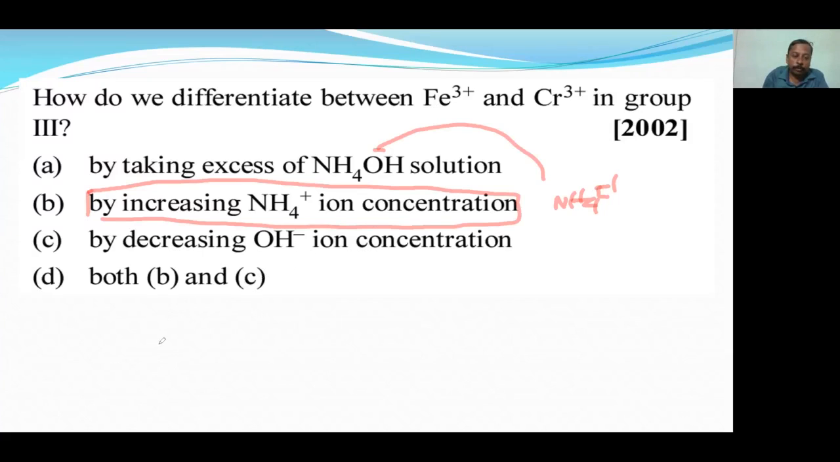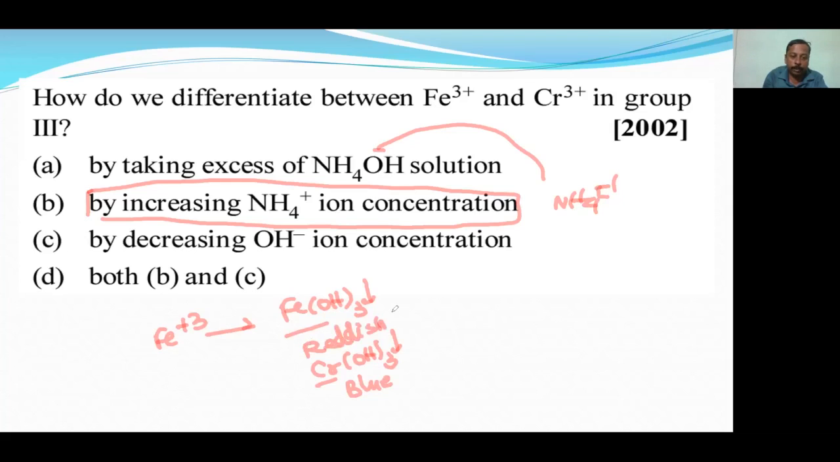Suppose Fe3+ is present. What will it do? It will form a reddish brown precipitate. A reddish brown precipitate means Fe3+ is present. But if a bluish precipitate is formed, it is chromium hydroxide. So a blue precipitate confirms the identification of chromium, and a reddish brown precipitate will confirm the Fe. Okay.